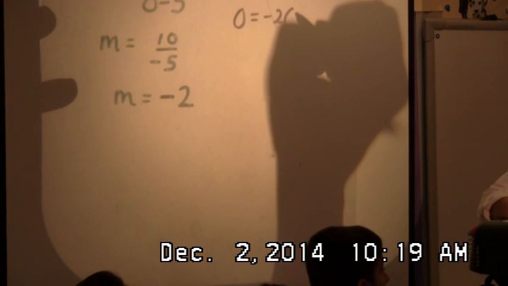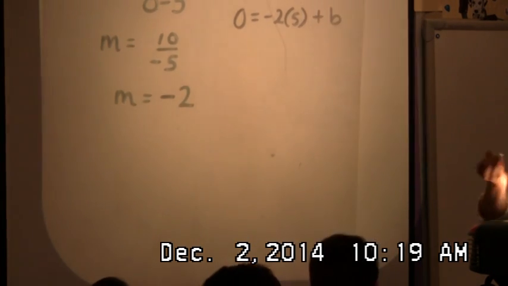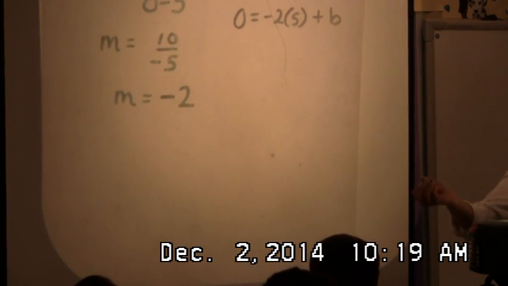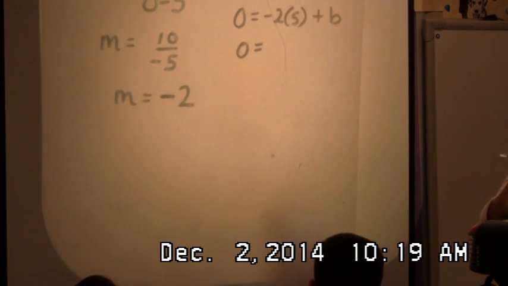0 equals negative 2 times 5 plus b. Yes, Noah picked this point, and he put 0 equals negative 2 times 5 plus b. Everything he did so far is correct. 0 equals, Noah, keep it going.